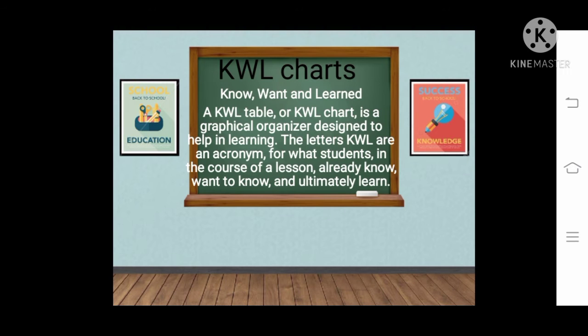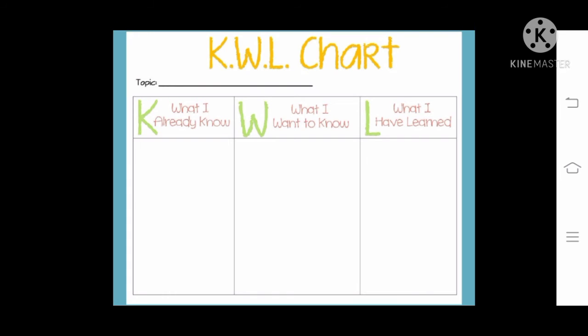Next is the KWL chart: know, want, and learn. A KWL table or KWL chart is a graphical organizer designed to help in learning. The letters KWL are the acronym for what students in the course of a lesson already know, want to know, and ultimately learn. Like Navarro said, K stands for what I already know, W stands for what I want to know, and the last, L, stands for what I have learned.